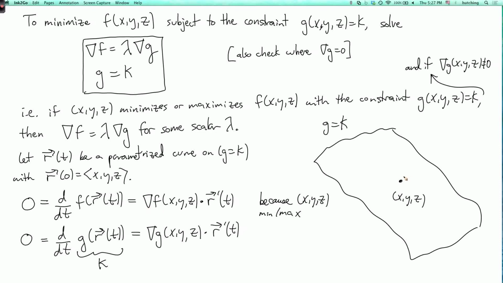So the gradient of g is like this. The tangent plane to the surface is a plane we could draw like this. Gradient of g is perpendicular to it, and gradient of f is also perpendicular to it, so it has to point in the same direction, as a scalar multiple, in the same direction or the opposite direction. Gradient of f could also be 0, by the way. Lambda could be 0.